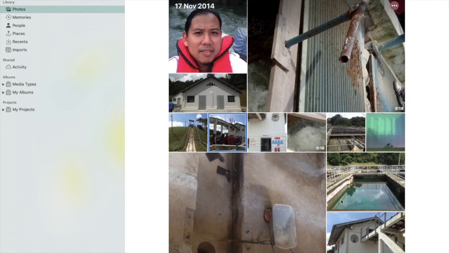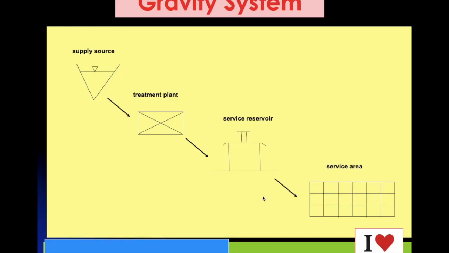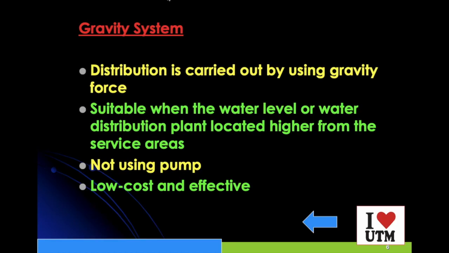So that is the gravity system. What are the good things about the gravity system? Distribution is carried out by using gravity forces. They don't use a pump at all. It's suitable where the water source level is higher than the service area. They're not using a pump, and it's definitely low cost and very effective.